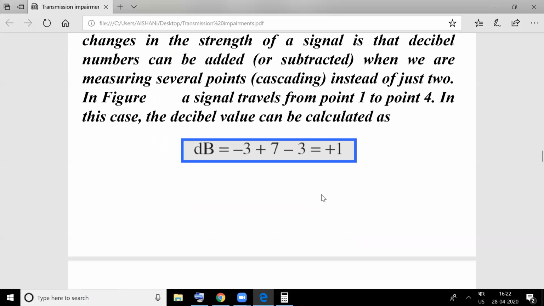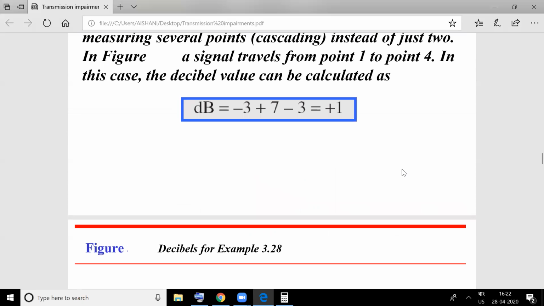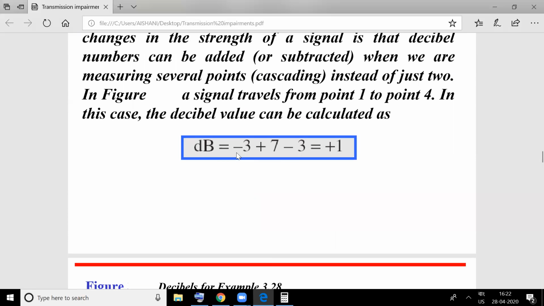Now why are we using dB? Because of this. If we look at this picture, from point 1 to 2 it was minus 3 dB attenuation, then from 2 to 3 it is amplified, so the result is 7 dB, and finally here again minus 3 dB. So the advantage is that if we calculate the final attenuation, it can be calculated in this way: minus 3 plus 7 minus 3, so the final result is plus 1.